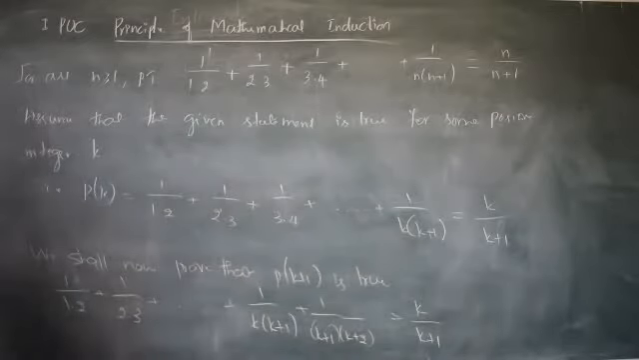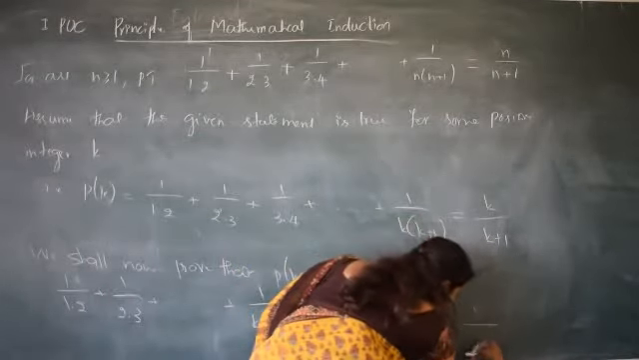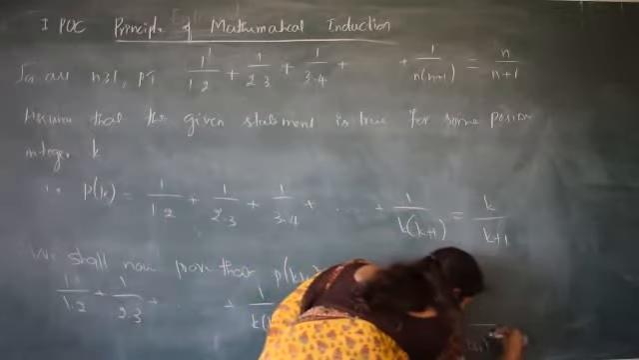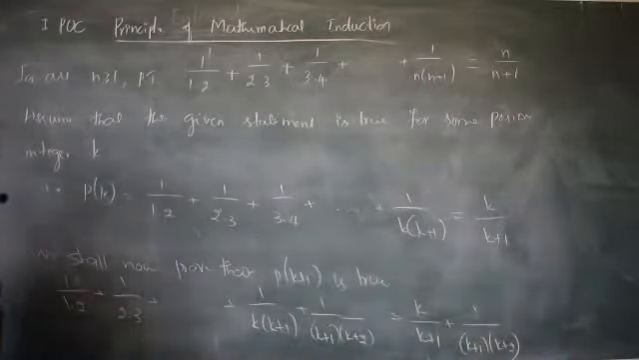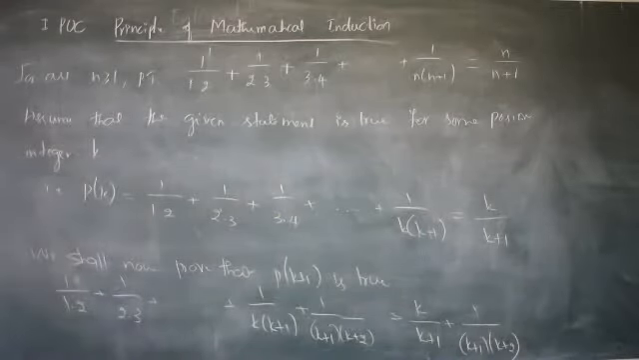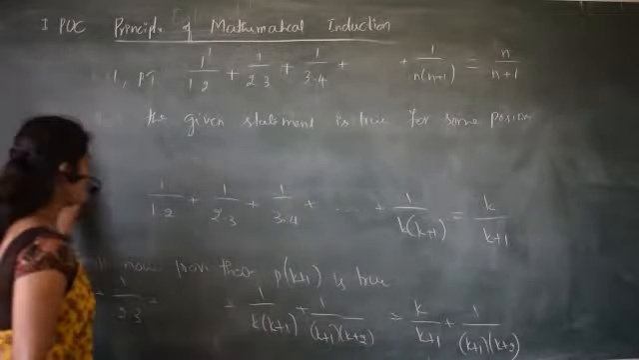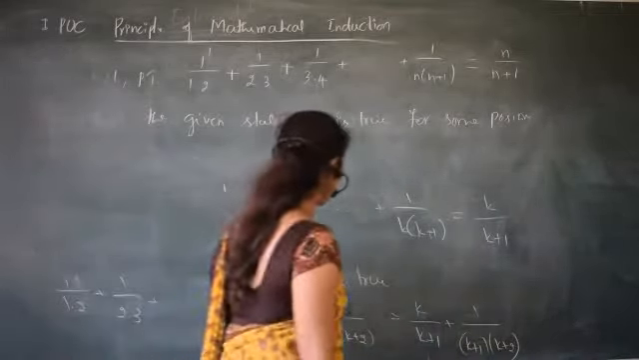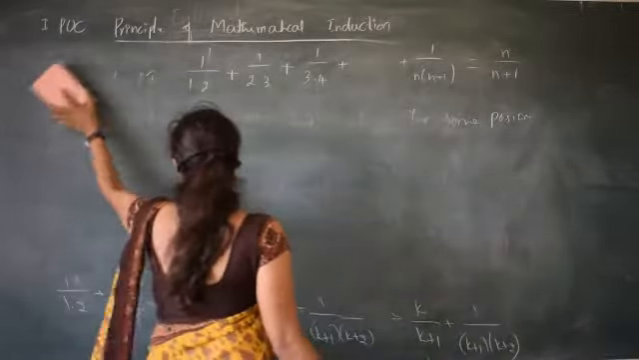So the term we add in the left hand side, the same thing we have to add in the right hand side also. So plus 1 by k plus 1 into k plus 2 on both sides of the given equation. Next we have to simplify that. We have to simplify only the right hand side of the P of k plus 1 that we have written.